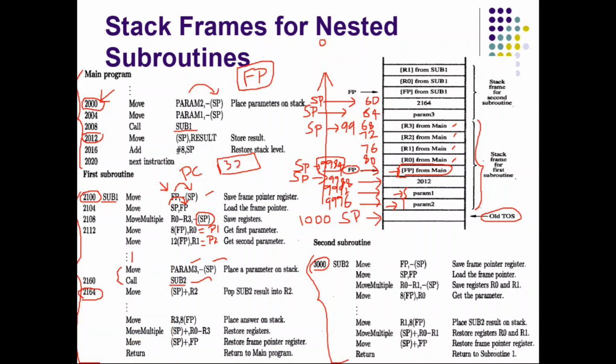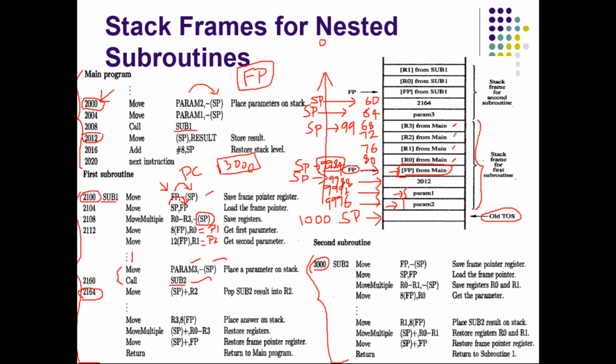Whatever is in PC will be the next instruction executed. So now which instruction will execute? Again, the first instruction is move FP comma minus SP. Now it is storing whose FP? Subroutine 1's FP, which, as you know, is 9984.